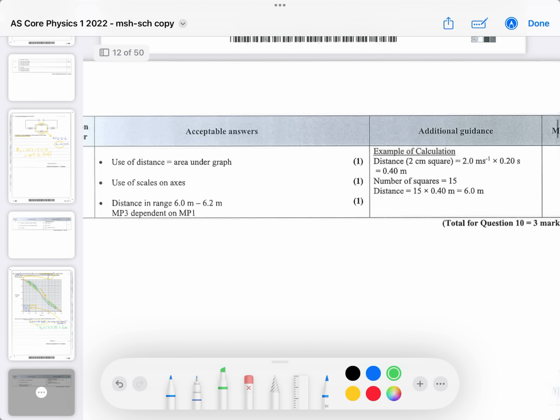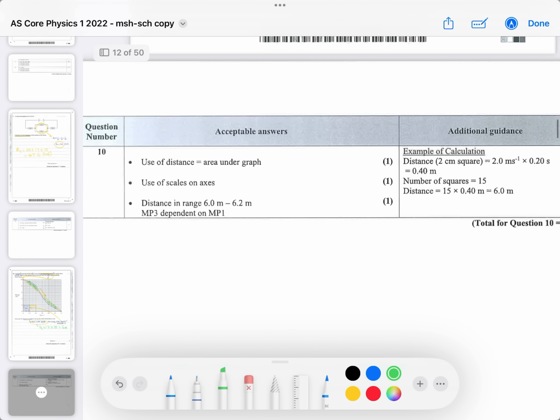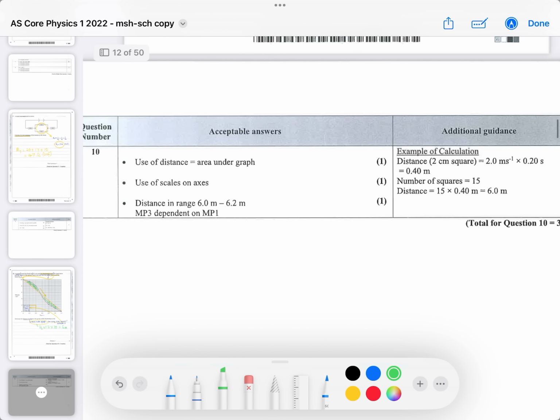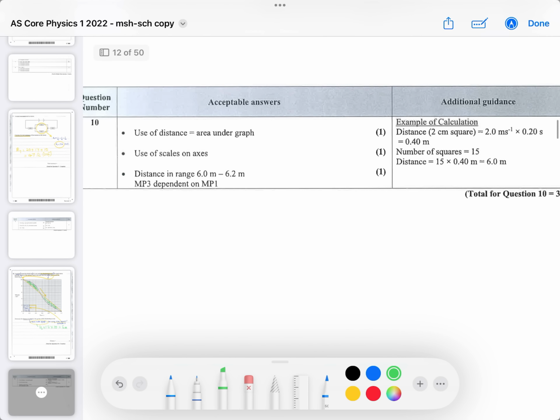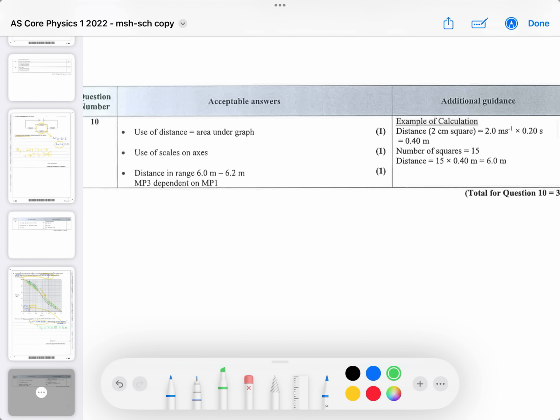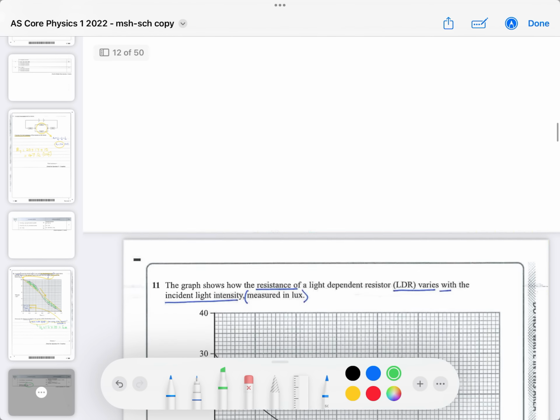She is an advanced mathematician. So obviously maths gives you an advantage in speed of problem solving in physics. So I always recommend that you've done at least AS level maths if you're continuing with physics. And yes, you can see they're accepting an answer between 6 and 6.2 meters depending on your method. That's how you get the marks.